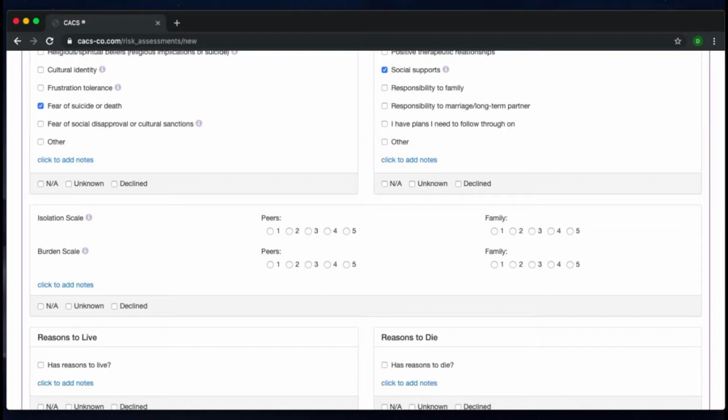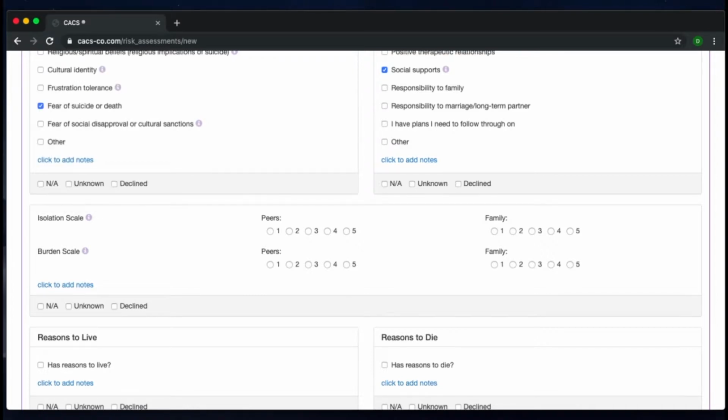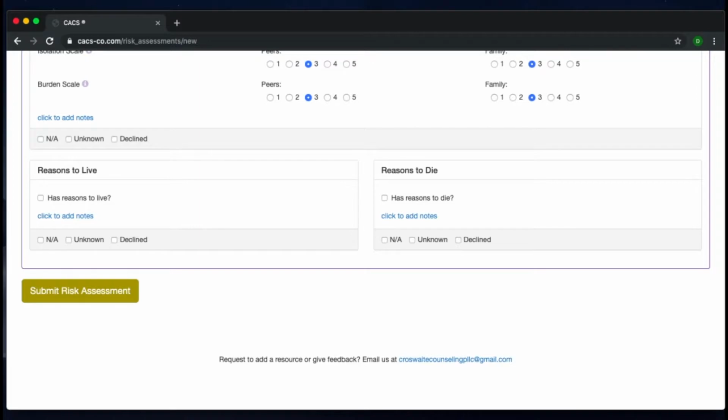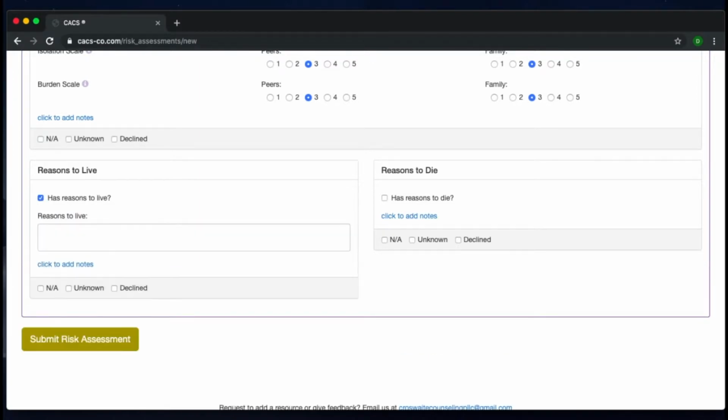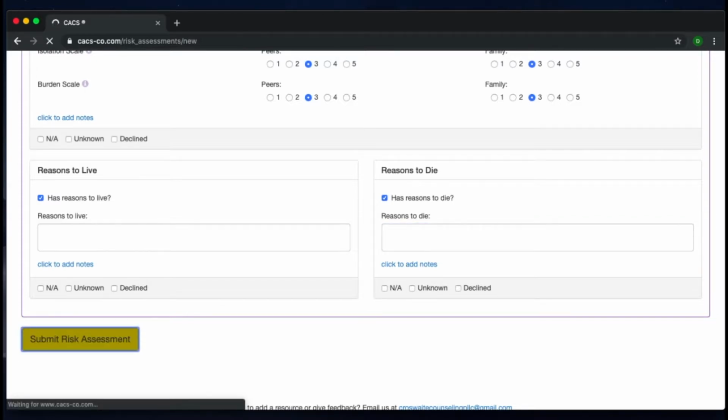Isolation and burden, how is she feeling when it comes to how connected or disconnected is she? So we're going to go ahead and put those in the middle ground for her family and her peers as an example here. And then what are her reasons to live and what are her reasons to die? And so this is a place where you could capture, hopefully, more of her language and what this looks like. So let's see if we put enough into the assessment to get a risk result. Submit here and have it load for you.